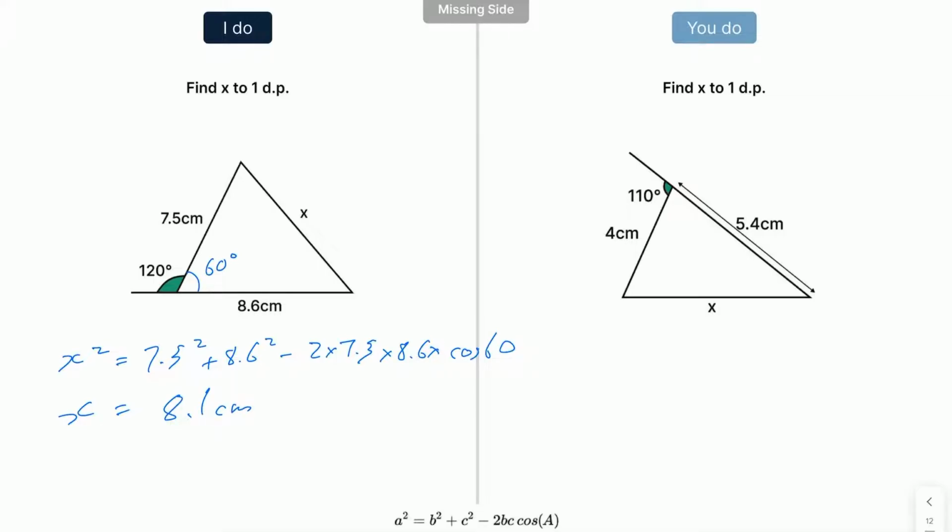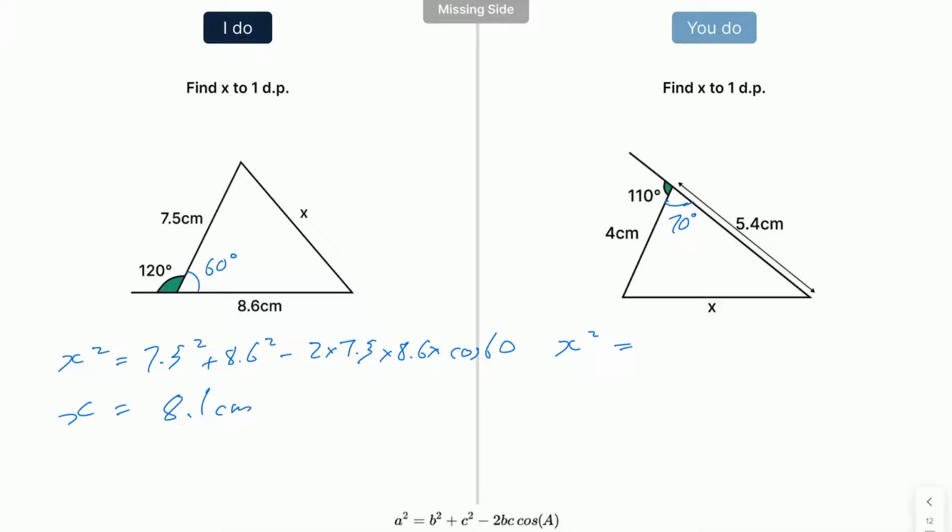And again, hopefully when you looked here, you were like, okay, there's a missing side. It's a non-right angle triangle, so I must use the sine rule or the cosine rule. So does it have an angle opposite it? No, it doesn't. Can I find it? Yes, I can. Angles on a straight line add up to 180, so that must be 70. So we have a missing side with an angle opposite it. Can I use the sine rule? Yes, I can. We have two sides and an angle between them.